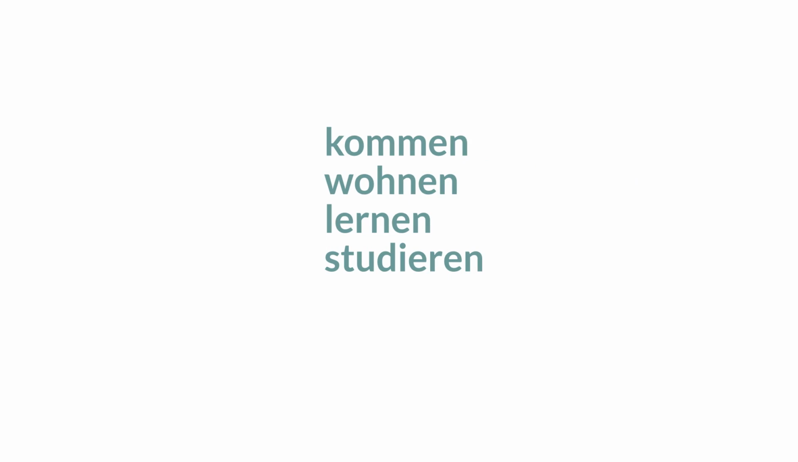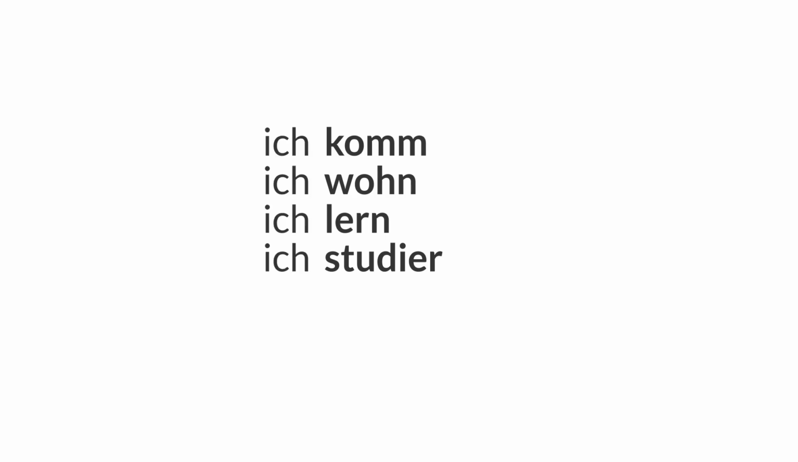Is there anything you noticed about the verbs? Yes, they all end in en. If we cut off the ending, we have the stem of the verb. If we want to use these verbs in a sentence, we need to conjugate them. For that, we will add the ending to the stem. I did all the things we saw before, right? Do you remember the ending for ich from the verb heißen? The ending for ich is e, so you can say Ich komme, ich wohne, ich lerne, ich studiere. Let's look at the other endings.